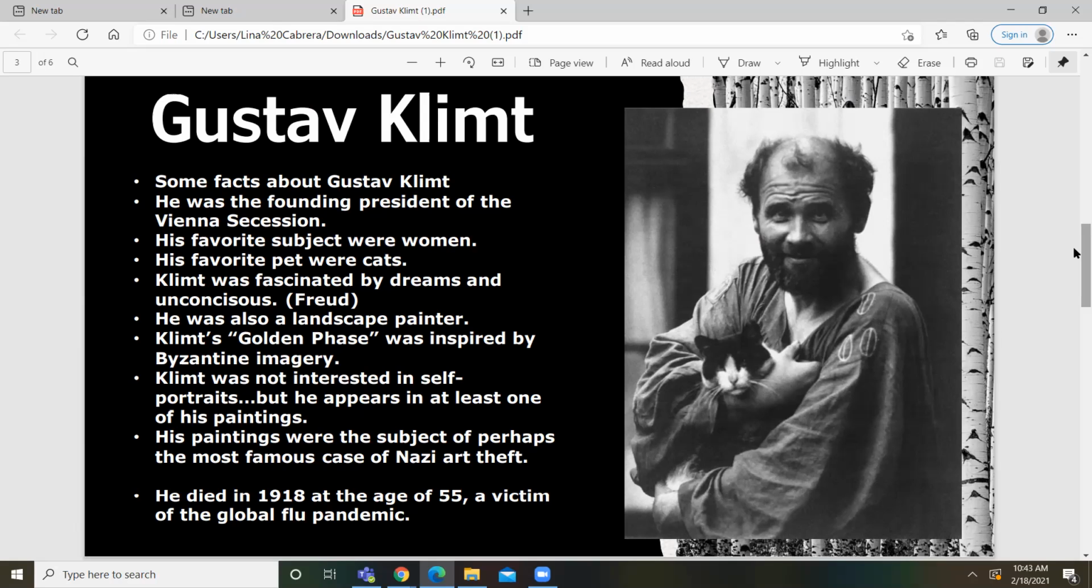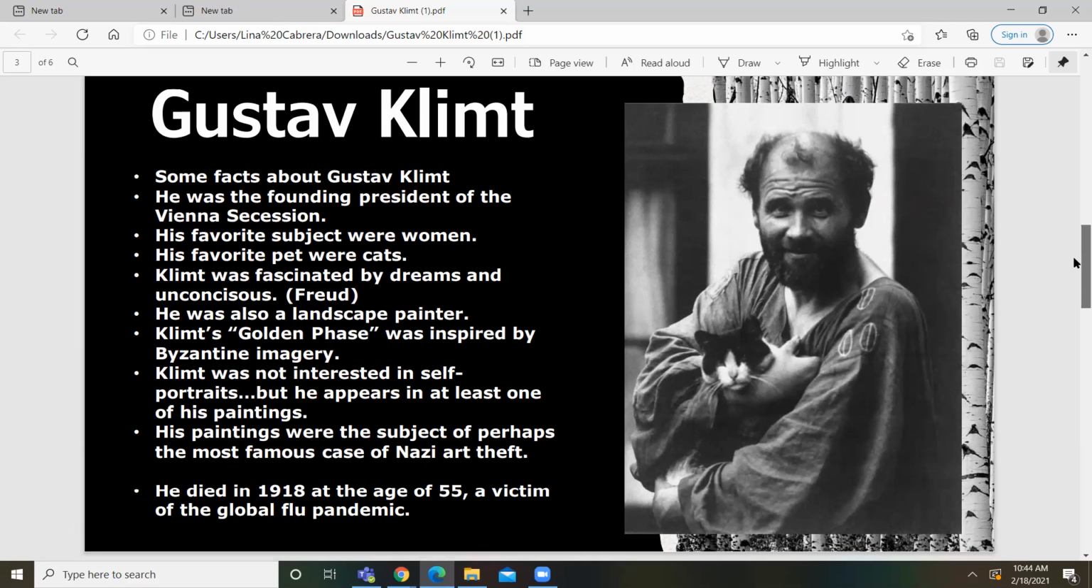Klimt's golden phase was inspired by the Byzantine imagery, but I also read something else, which is not included here, that he was also inspired by the metal work that his father did. So his father also was an artisan, and he did work with metal. And I believe that was another source of inspiration, seeing how the metal melted. Obviously, when you're going to create gold paint, you do have to use some actual gold.